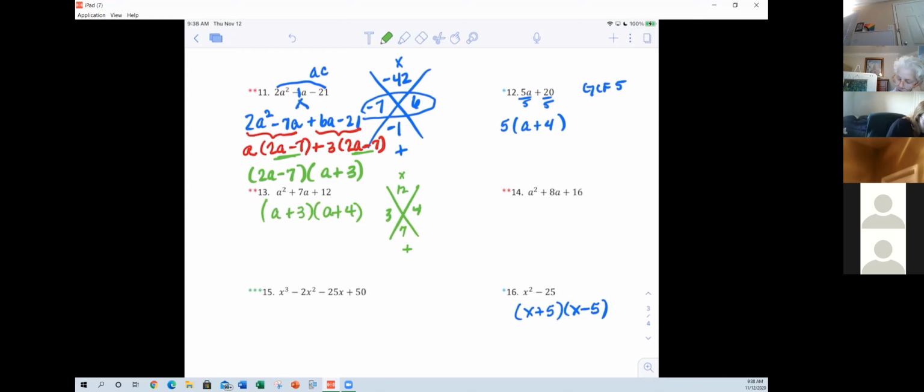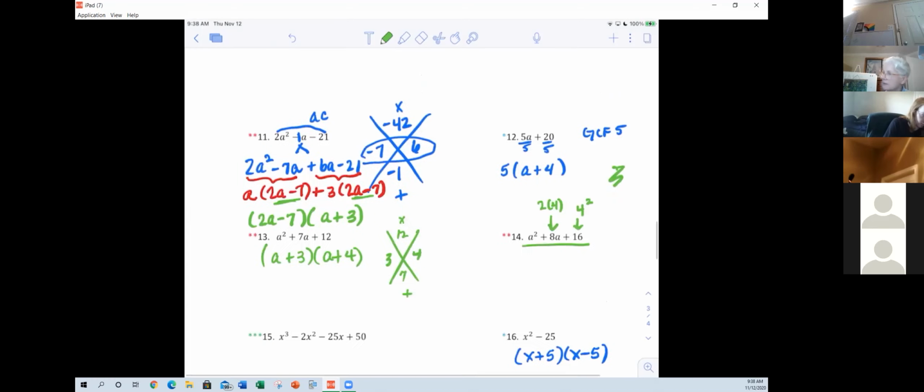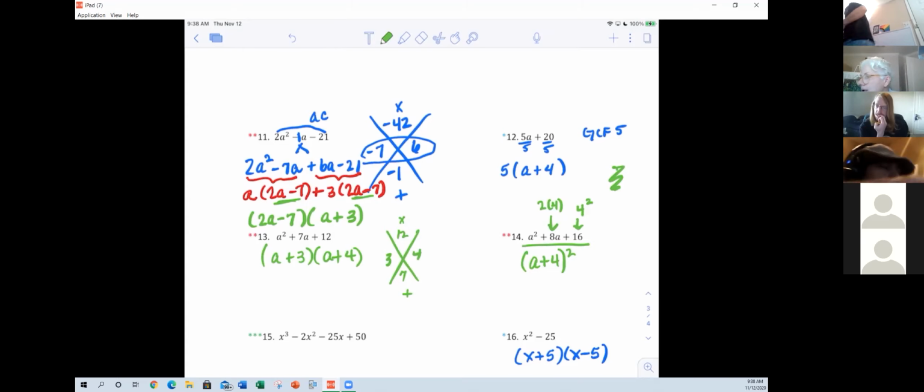Here, this is a perfect square trinomial, right? Because a is squared, and this would be 2 times 4. So if you know how to recognize perfect square trinomials... How would this factor? A plus 4 squared. Yeah. And if you didn't see that, you can definitely do it another way.